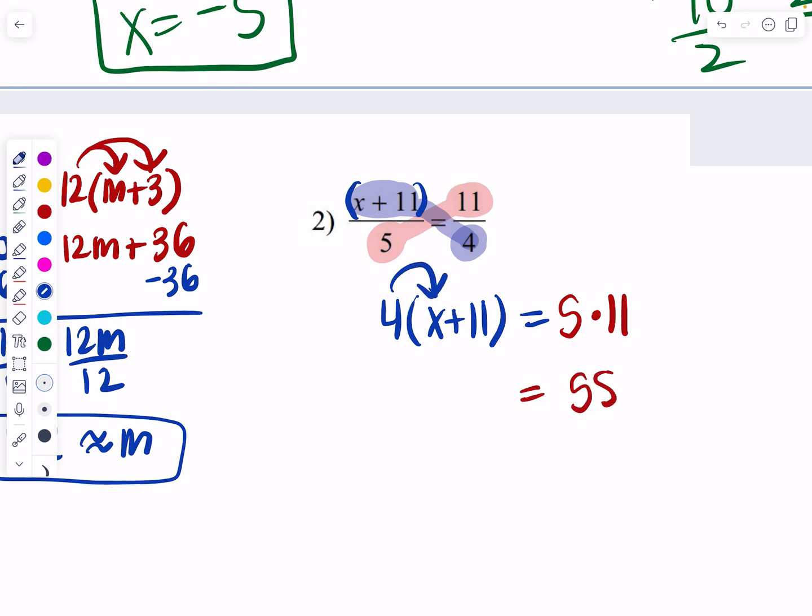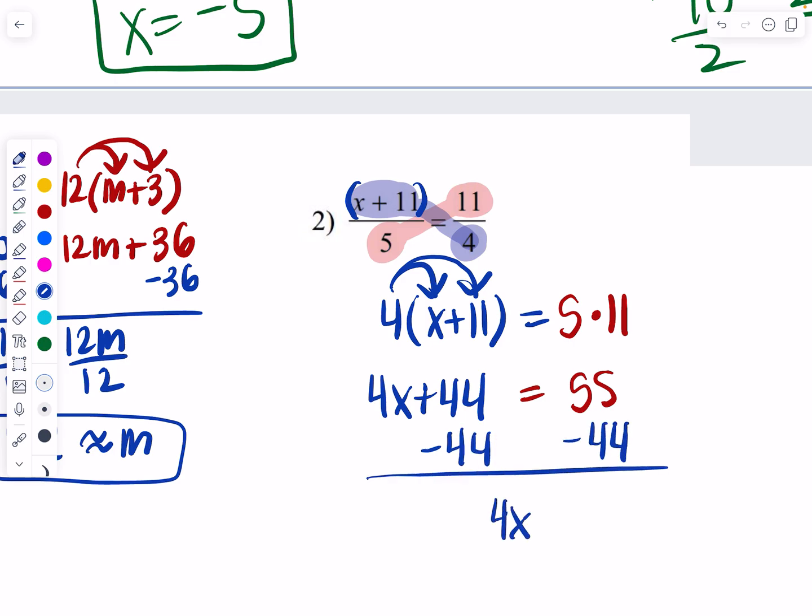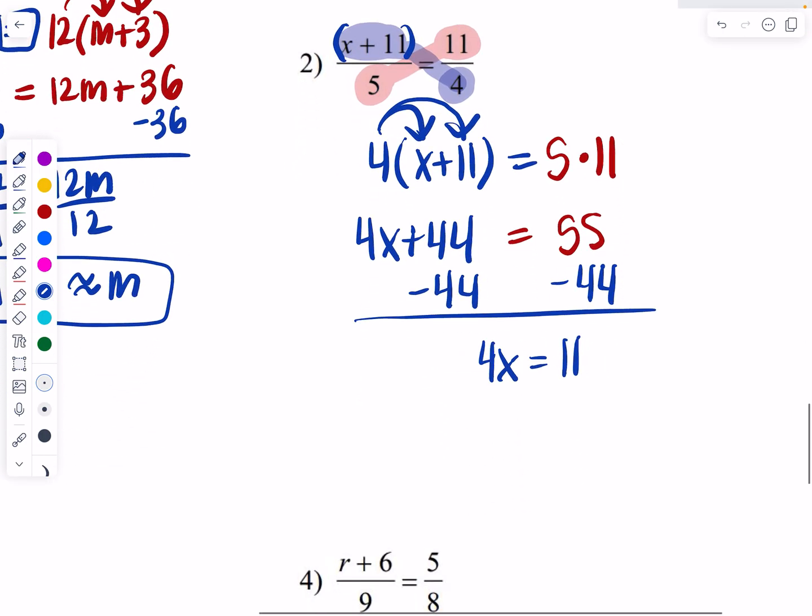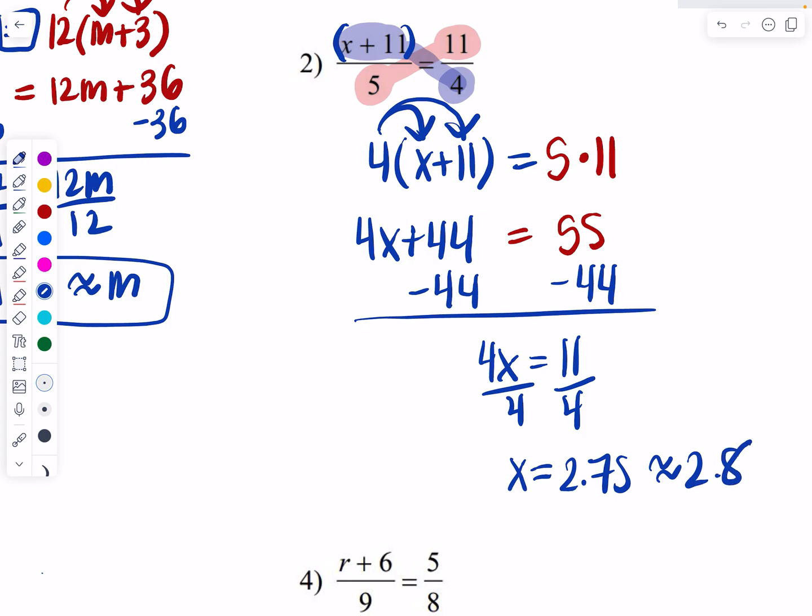5 times 11 is 55 on this side. Then we have to distribute the 4 to the x and to the 11. So that's going to be 4x plus 44 equals 55. We're going to subtract the 44 from both sides. We get 4x equals 11, and then we divide by 4 on both sides. This is going to give me a decimal. 11 divided by 4 is going to give me 2.75, which is about 2.8 if we rounded it to the nearest tenth.